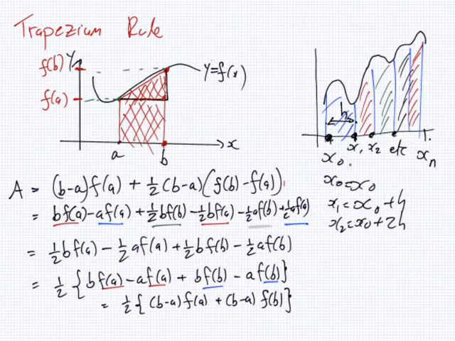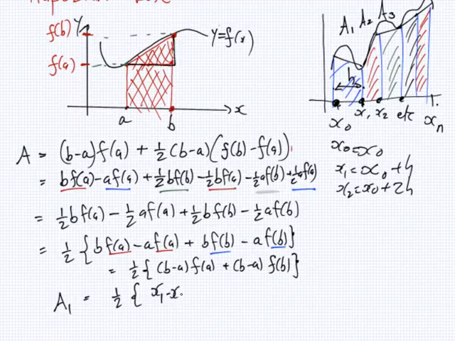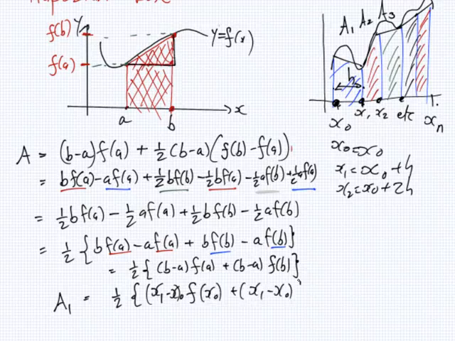Right, so let's call this piece A1 and this area A2 and this one A3. So what you're doing is estimating the area by looking at small little pieces of rectangles and triangles. So area 1 would be a half x1 minus x0 times f(x0) plus (x1 minus x0) f(x1), where this is like the A and the B. I'm just using this formula here.